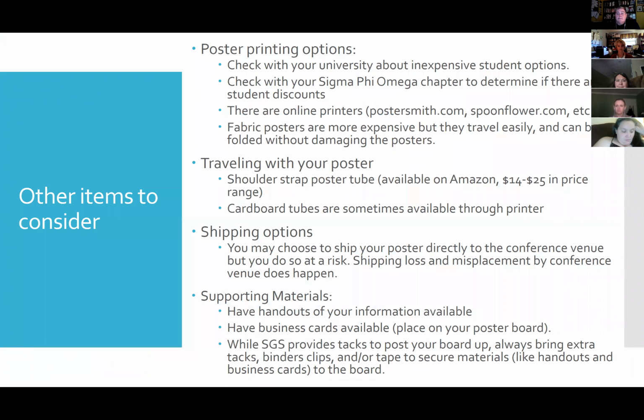Okay, so let's wrap it up with other items to consider. So in poster printing, often your university has inexpensive options for students. So, for example, at our university, one of the geosciences departments has inexpensive opportunities where you can get your poster printed for about $15-$20. And so it's worth digging around at your university to see if there's somebody who has the capability to do it, and that you can get it done relatively cheaply.